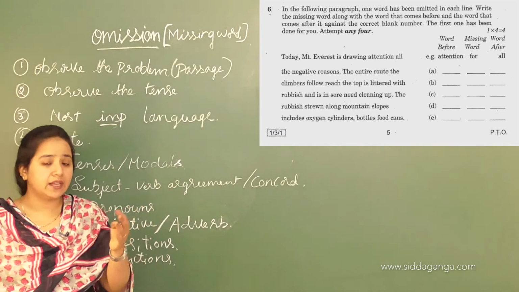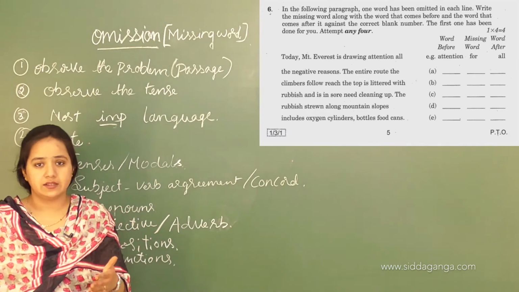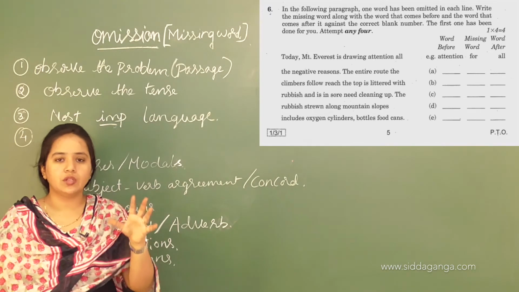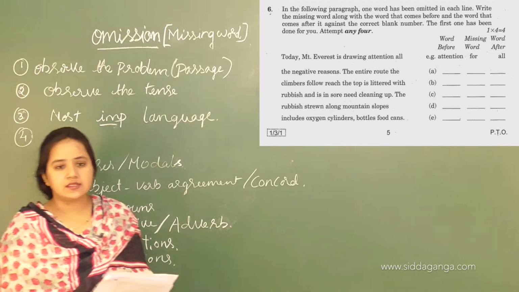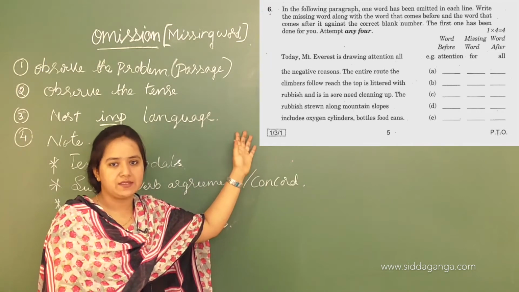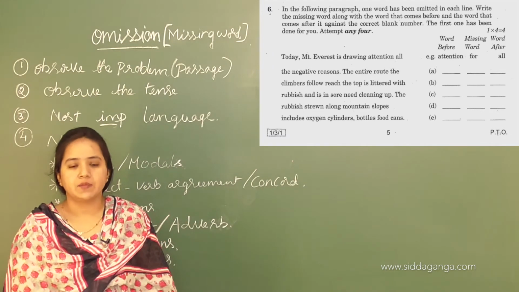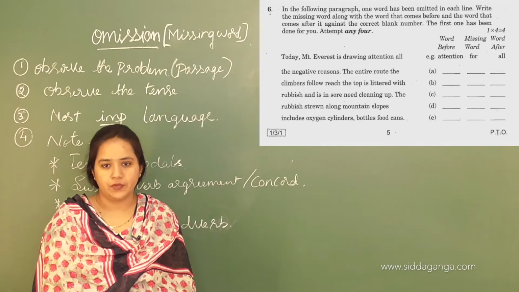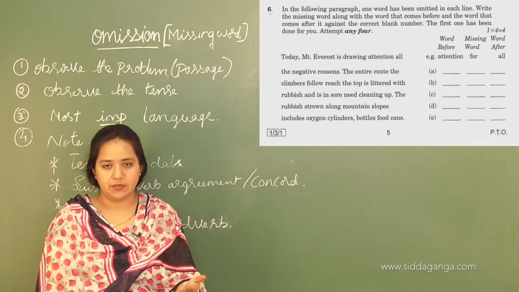You should also know articles. Sometimes you will get errors in articles, where things are not properly written, and you should find them. So let's talk about this passage. Here you have a passage, so let's talk about the first line: "Today Mount Everest is drawing attention all." This is the first line given as the example.